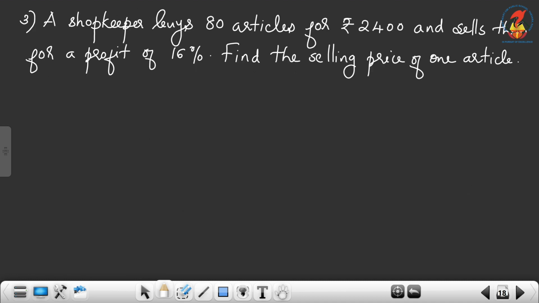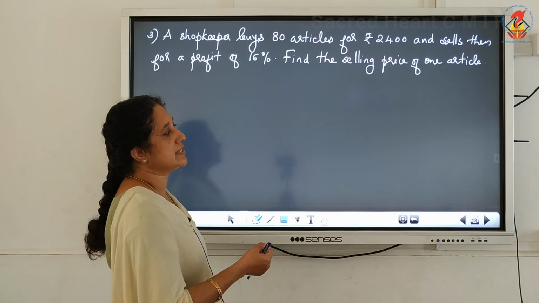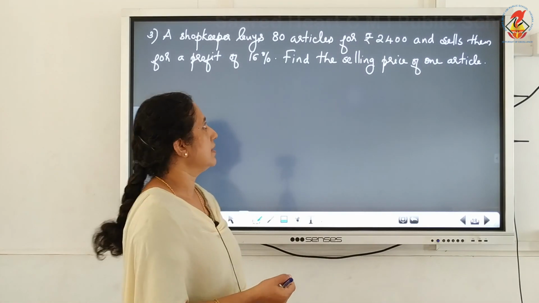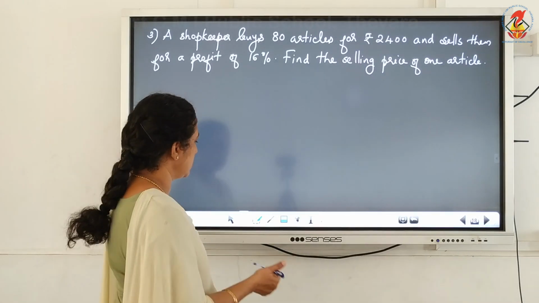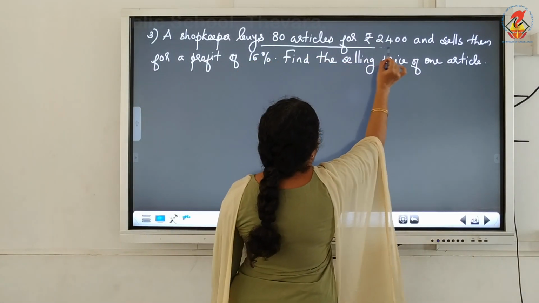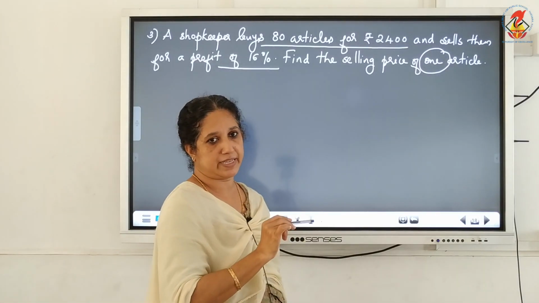Now next one. A shopkeeper buys 80 articles for rupees 2,400 and sells them for a profit of 16%. Find the selling price of one article. Now the shopkeeper buys 80 articles for rupees 2,400. So what is the meaning of that? The cost price of 80 articles is rupees 2,400. Now he sells them for a profit of 16%. Profit percent is 16%. Find the selling price of one article.